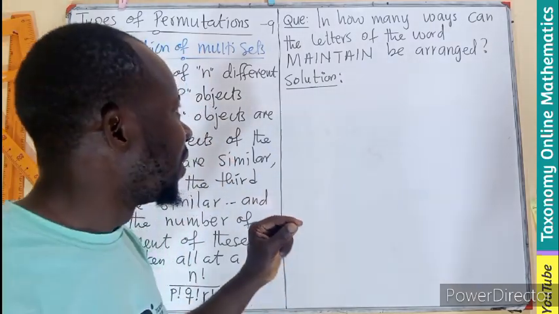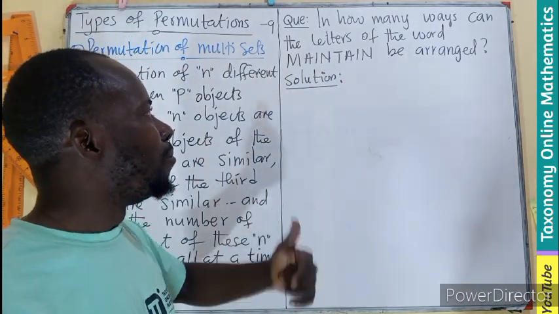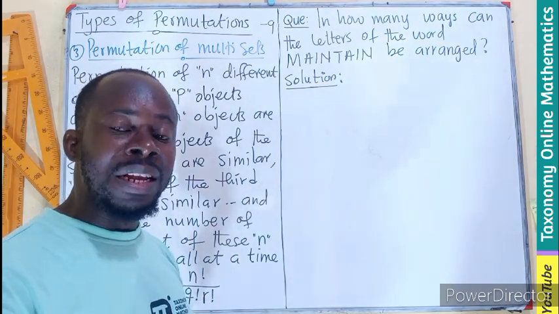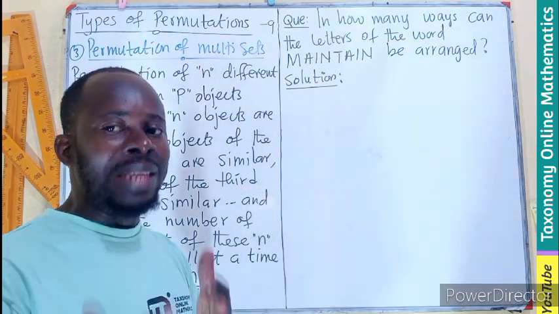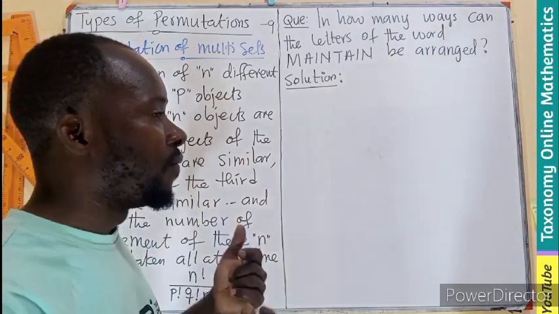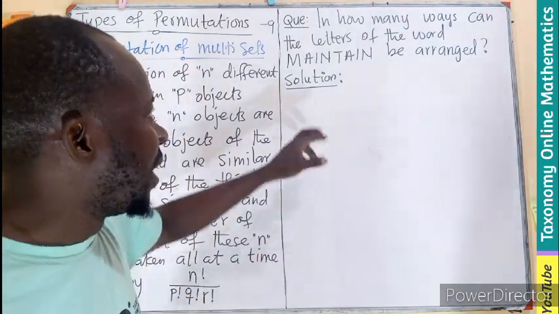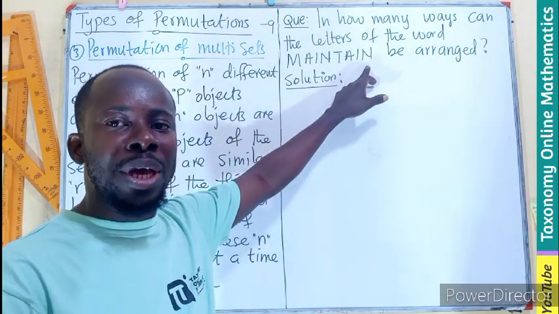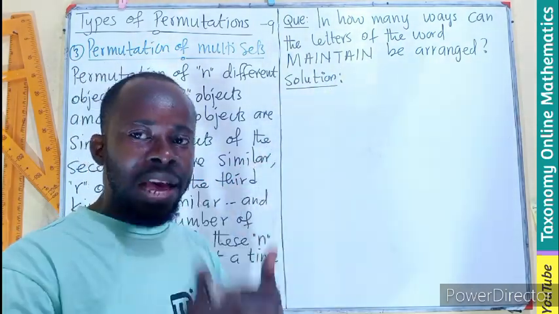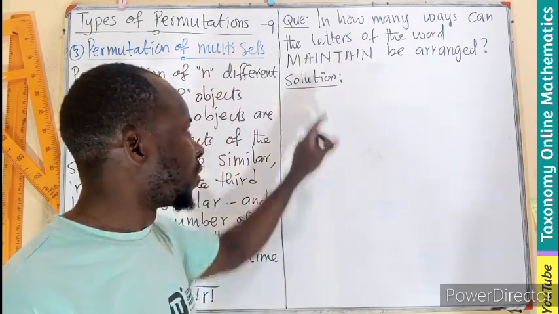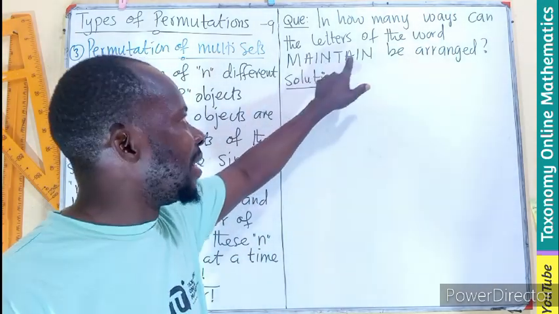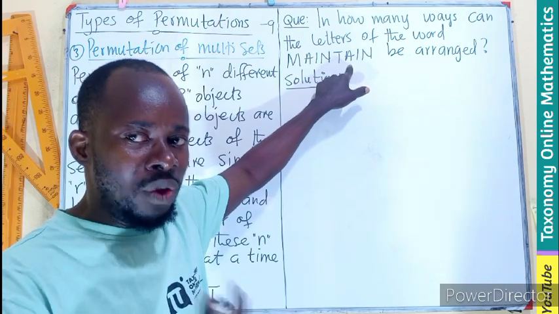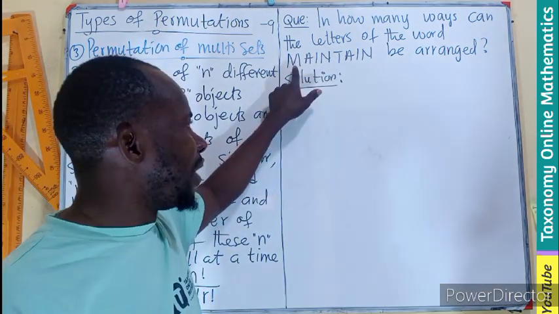In how many ways can the letters of the word "maintain" be arranged? Be arranged simply means taking all the letters at a time. If you follow the first type, with 1, 2, 3, 4, 5, 6, 7, 8 letters, picking all the 8 at a time, you might be making a mistake. Because there is A here, and you cannot distinguish which of the A you are referring to when you arrange.